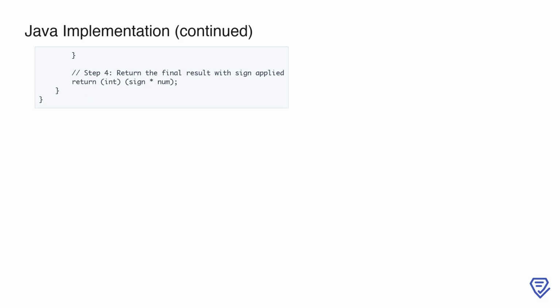The loop continues processing the digits in the string until a non-digit character is encountered or the end of the string is reached. Once the loop exits, the method proceeds to the final step, which is to return the result. We apply the calculated sign to the number variable and cast it to an integer before returning it. This ensures that the final result is correctly signed and within the bounds of a 32-bit integer. With this implementation, the myAtoi method is able to handle edge cases like leading whitespace, optional signs, and integer overflow, making it a reliable solution for converting a string to an integer.